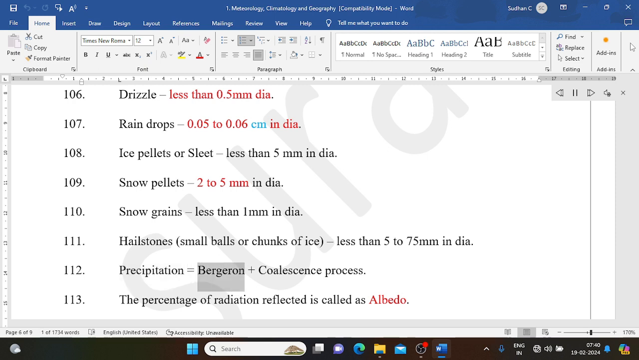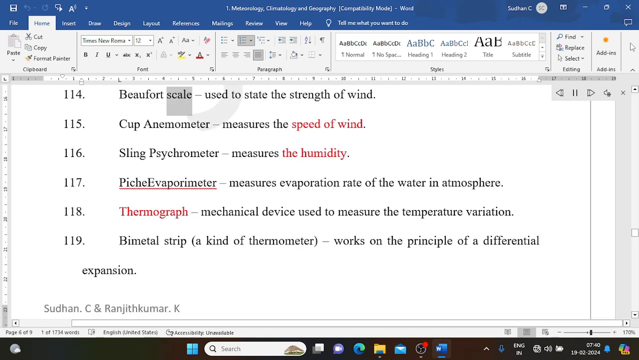Precipitation equals the Bergeron plus coalescence process. The percentage of radiation reflected is called albedo. The Beaufort scale is used to state the strength of wind. The cup anemometer measures the speed of wind.